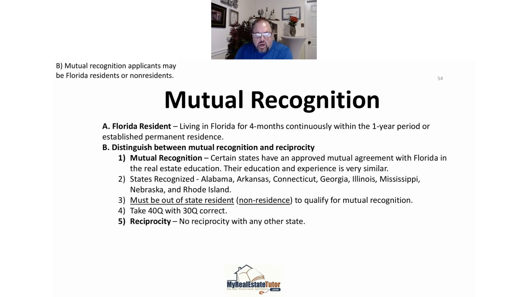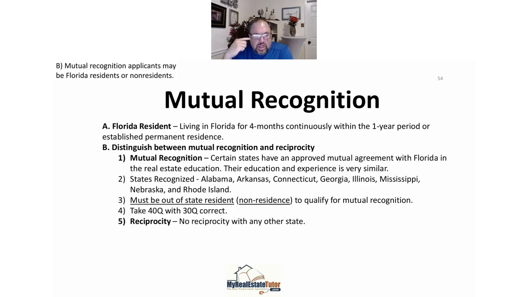Okay. So under B1, mutual recognition, certain states have approved mutual agreements with Florida. You're not going to have to know this for the state exam, okay? But B2, these are the states they recognize: Alabama, Arkansas, Connecticut, Georgia, Illinois, Mississippi, Nebraska, and Rhode Island. And I think the reason they acknowledge all these states is because they're sub-agency states. Louisiana is a designated agency state. So I think these fall under the agency agreement of sub-agency. That's the law in each of these states, which relatively acknowledges the same thing. Again, you're not going to have to know this for the state exam. What you do need to know is that certain states have approved mutual agreements with Florida, and their education and experience are similar.